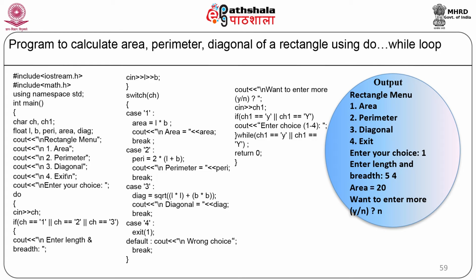If our choice is 1, it will ask for length and breadth, and it will display the area as 20. It will again display the message, want to enter more? If the value is yes, again the choice will be asked. If the choice is 2, it will ask for the length and breadth. Suppose the values are 10 and 3, it will display the perimeter value as 26. It will again display the message, do you want to enter more? Now, if the choice is no, it will come out of the program.